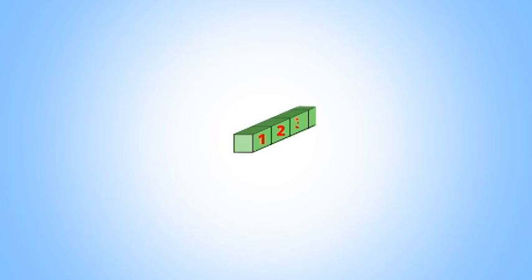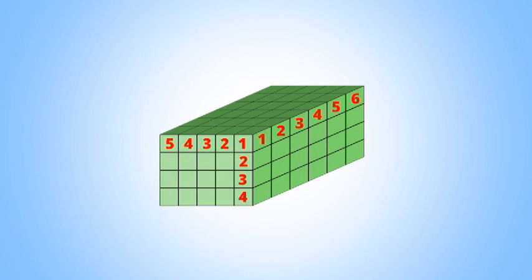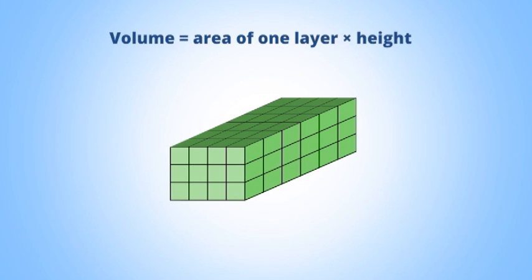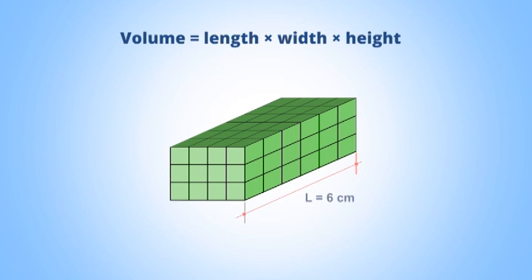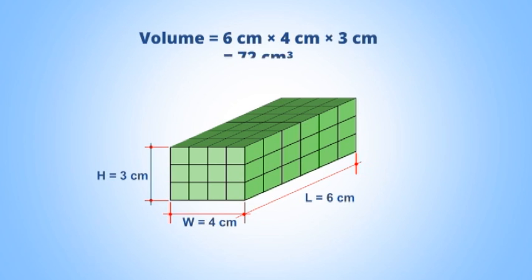Remember what we did in the previous lesson to get the volume of a rectangular solid? We multiply the area of one layer by the number of layers or the height. Volume equals area of one layer times height. That is, we took the product of the length, width, and height. Volume of a rectangular solid equals length times width times height. Note that your answer should be in cubic units. In this case, the volume should be in cubic centimeters.